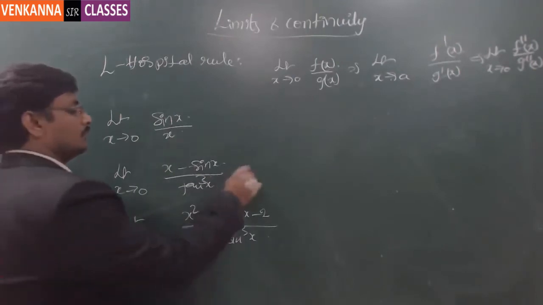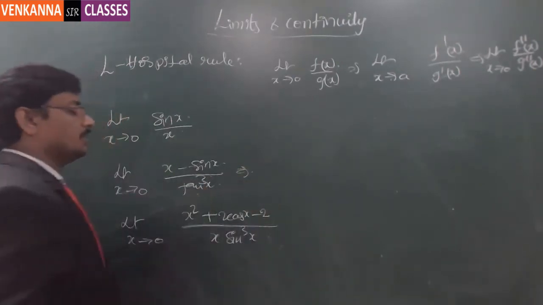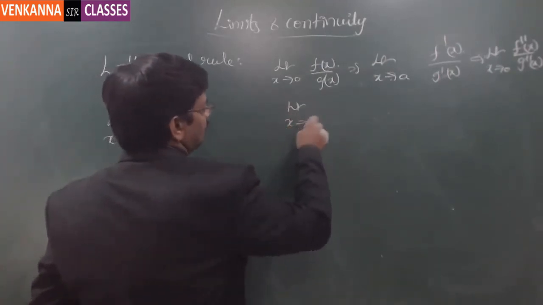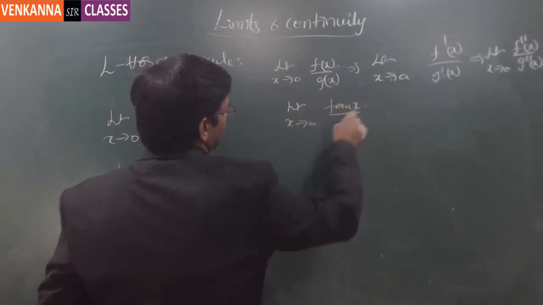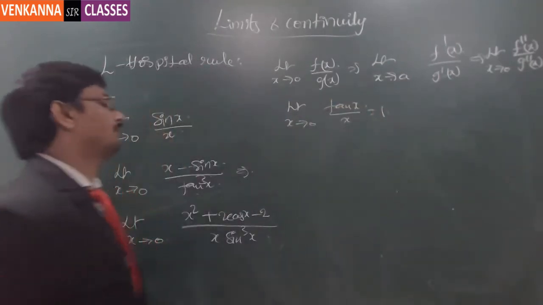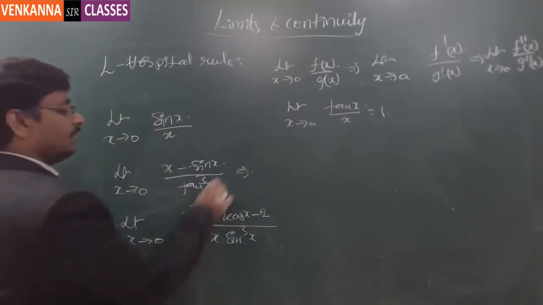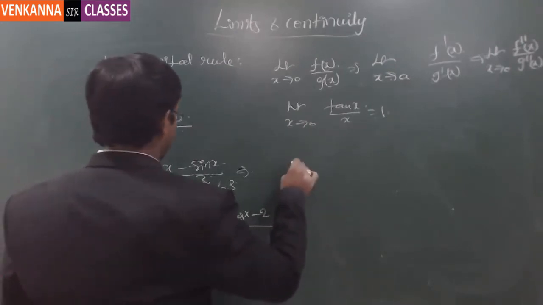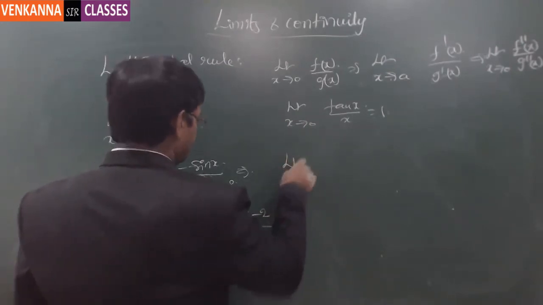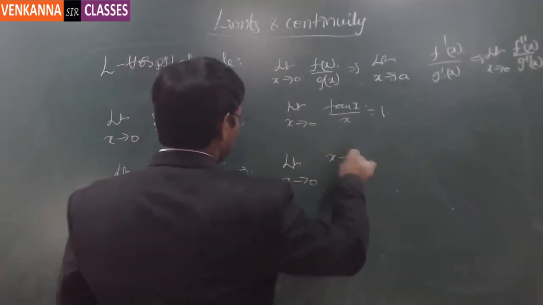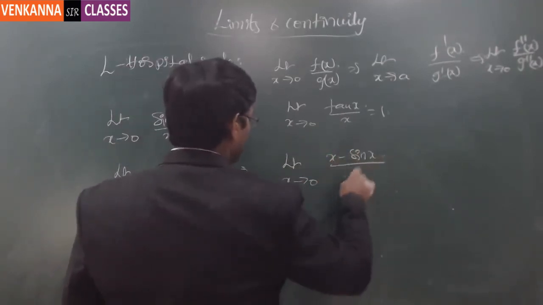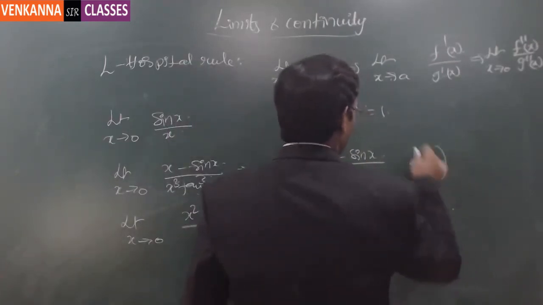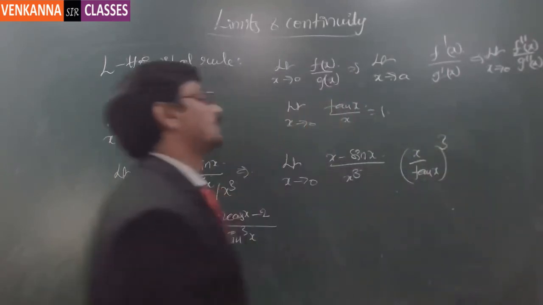See this one. In the denominator tan cube x is there. But we know that limit x tends to 0, tan x by x is equal to 1. So keeping this in mind, you can divide with x cube and then multiply with x cube. Then this will be limit x tends to 0 x minus sin x divided by x cube into x by tan x whole cube. This is how you can put it.